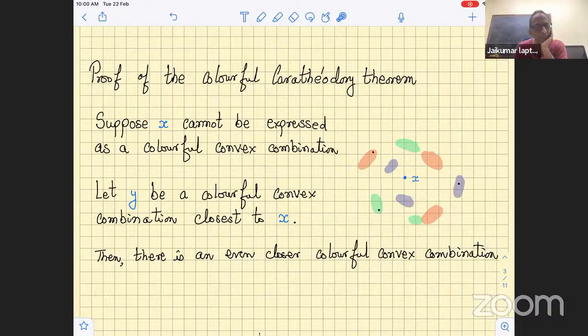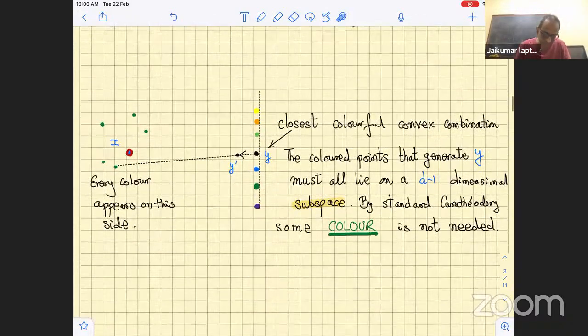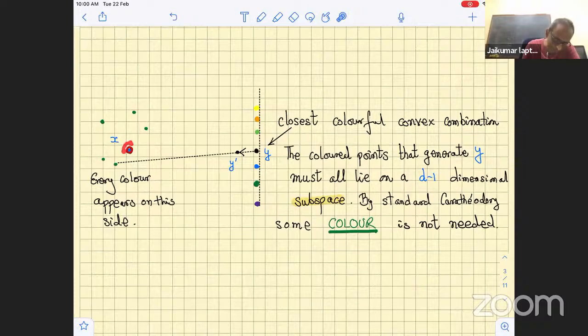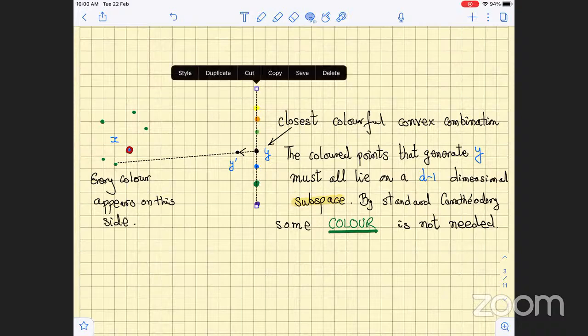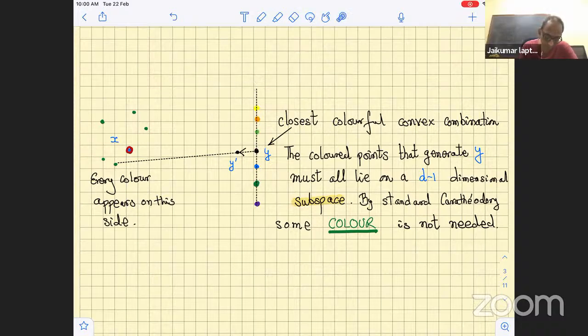Is the problem clear? Is the idea clear? The approach? So here was your point X, and here is this point Y, which is claiming to be the closest point to X, that is, the closest point which can be generated as a colorful combination.